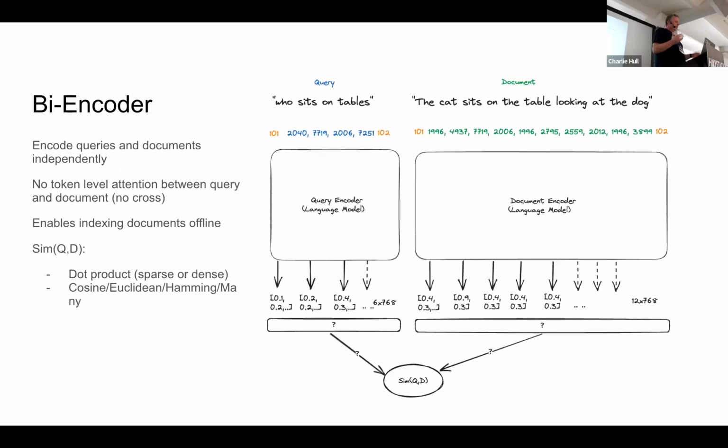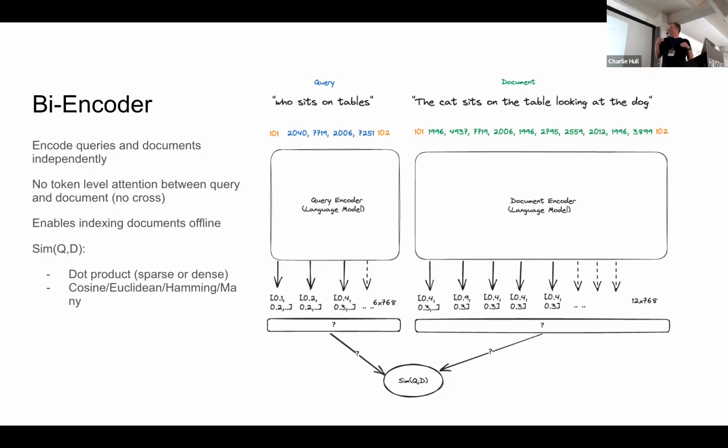Then we have the bi-encoder models, and the bi-encoder models are representational models. They try to learn representations of queries and documents, and then we can use a similarity function to compare them with each other. And then you can use different similarity metrics like cosine, Euclidean, things like that. But the main point is that it enables you to index documents offline. So you can take your corpus of documents, run them through this document encoder, obtain that representation, store that in something, and at query time, you can encode the query and do the similarity calculations.